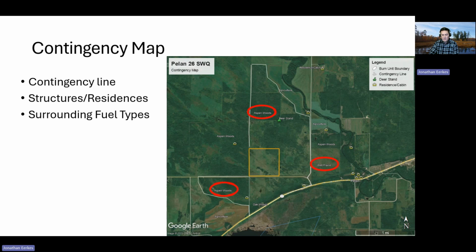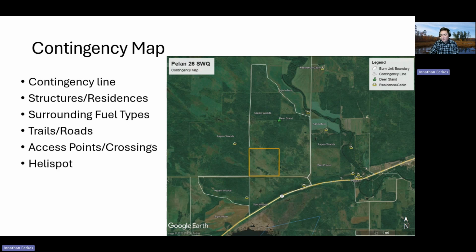Now, other items that may be added are road names, any trails that are important, any access points or crossings that are really important to know, but also, if you need to, label a potential heli spot for medical evac, if that's important.